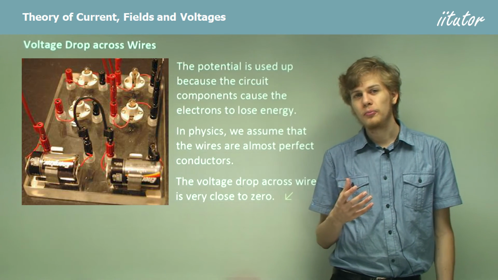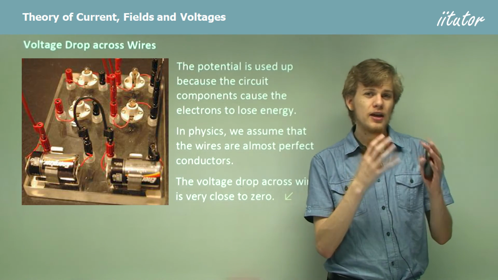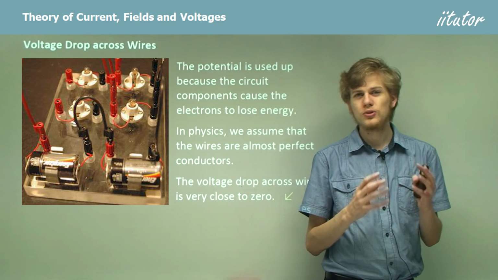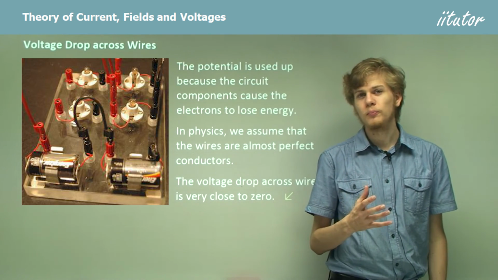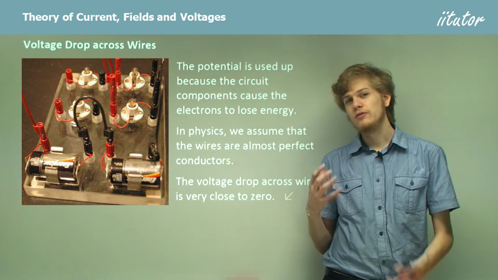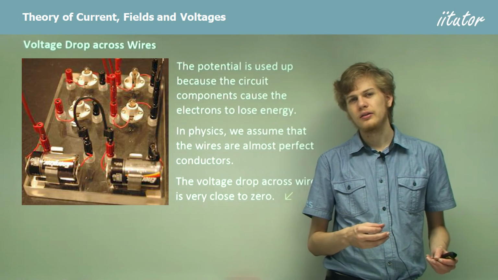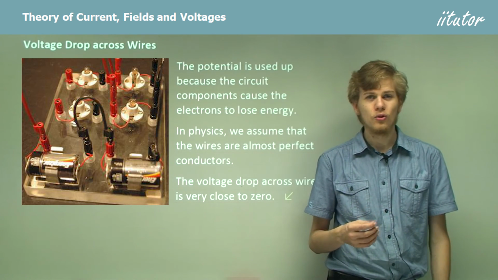Remember that the voltage drop is proportional to the amount of energy they cause the electrons to lose. So if the wires don't cause electrons to lose energy, then there's no voltage drop between them. And if you were to connect a voltmeter to just an empty wire, you would get a reading of 0, or very close to 0.